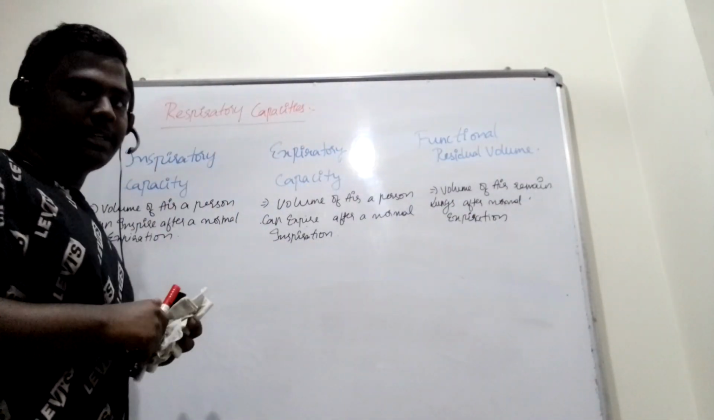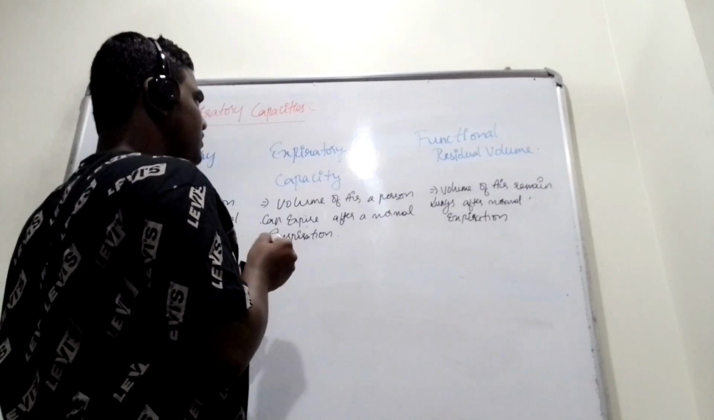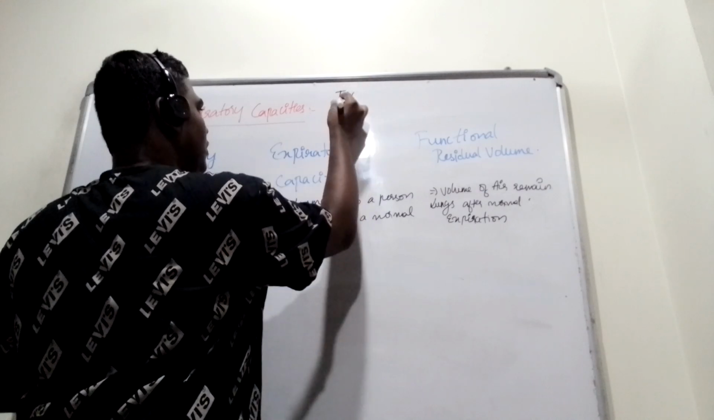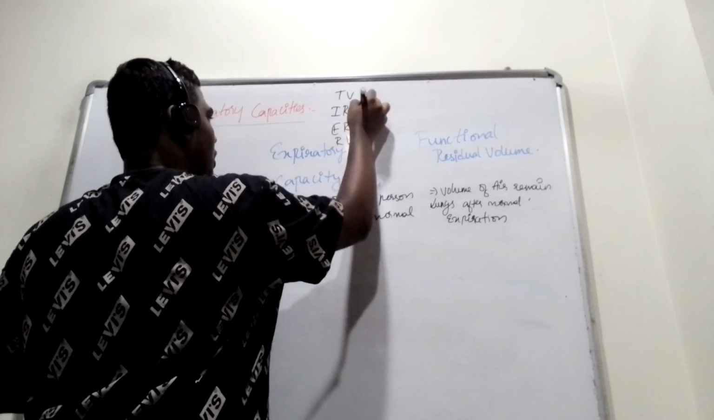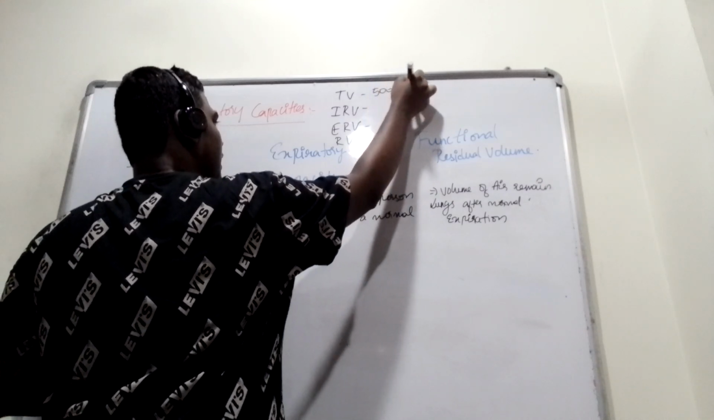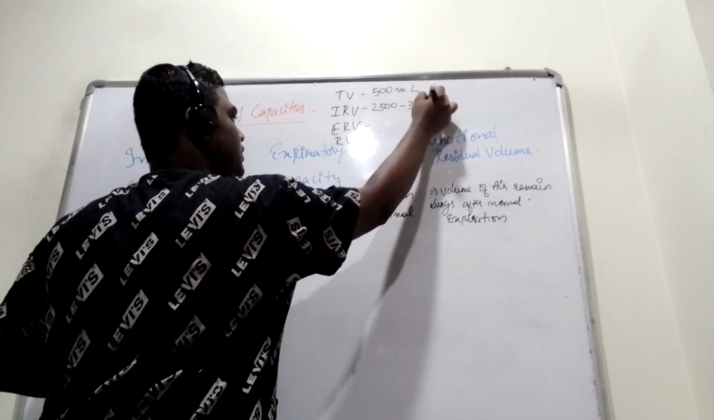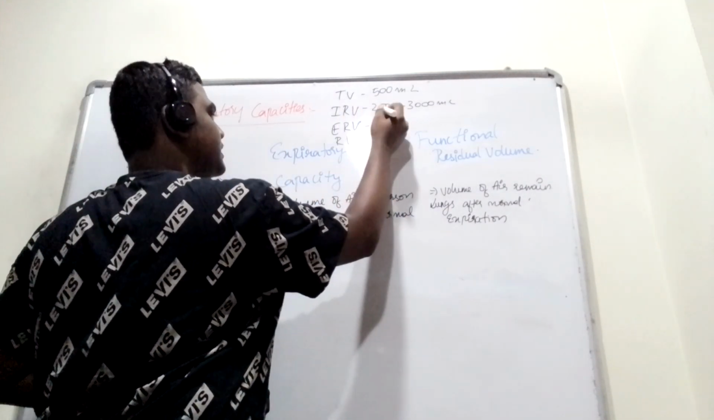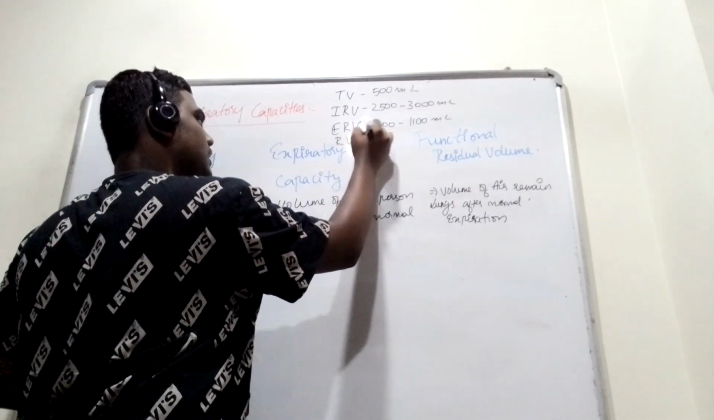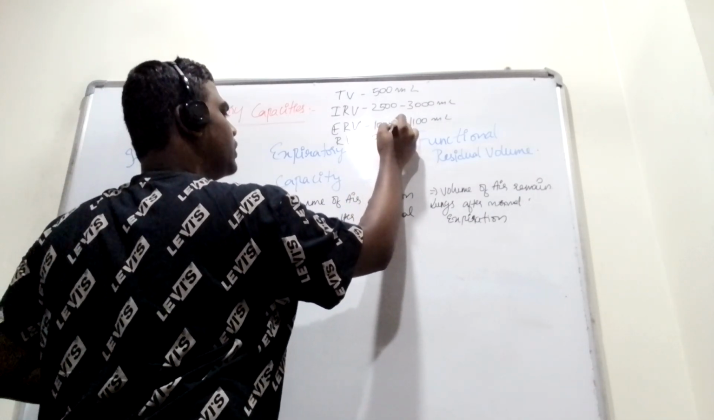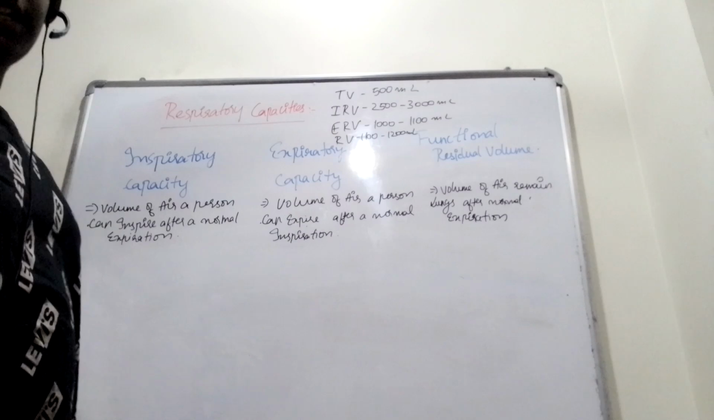Before learning the respiratory capacities, let us recollect the respiratory volumes that we have learnt. The four different kinds of volumes: tidal volume, inspiratory reserve volume, expiratory reserve volume, and residual volume. Tidal volume was 500 ml, inspiratory reserve volume was 2500 to 3000 ml, expiratory reserve volume was 1000 to 1100 ml, and the residual volume is 1100 to 1200 ml. So these are the different types of volumes that we learned in the previous video.